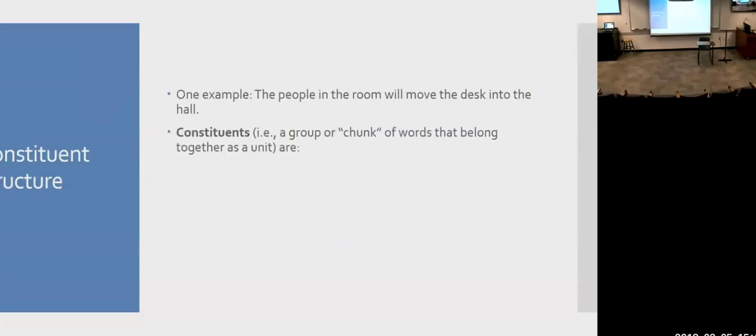What will be the first constituent? The people. Good. The people, right? Then how about the second one? In the room, will move the desk, or into the hall. Very good. By the way, sometimes you can even divide this will and move the desk because you want to highlight will is the auxiliary there. So you definitely can have an even shorter constituent.